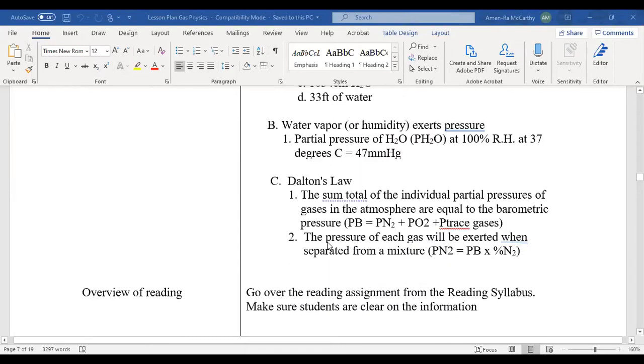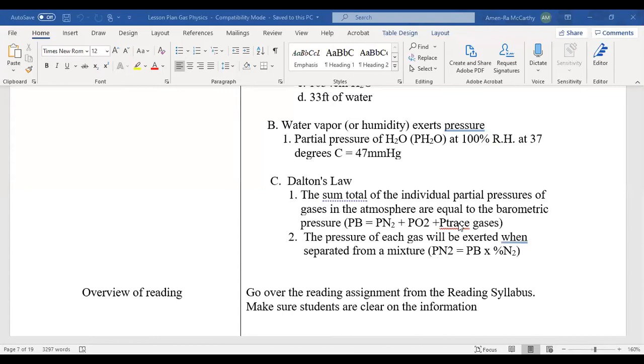Here goes Dalton's law again. If you just want to write it down, it says the sum total of the individual partial pressures of gases in the atmosphere is equal to the barometric pressure. So PB, the barometric pressure, equals the pressure of nitrogen plus the pressure of oxygen plus the pressure of trace gases. When they say trace gases, they're adding the trace gases and the CO2 together because they're so small. CO2 is 0.03 and the trace gas is 0.01. They're just very, very small.